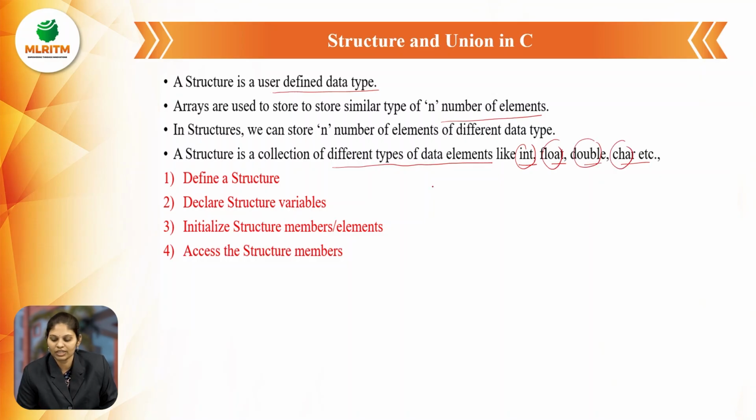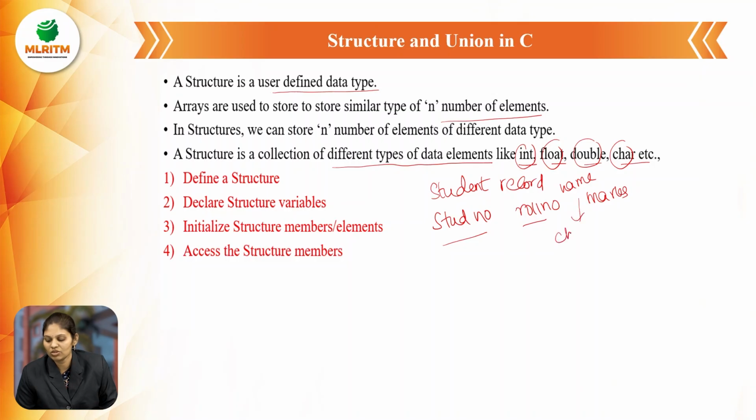Suppose for example I am taking the student record. In that we have student name, roll number and marks. Here roll number is integer type, name is character type, and marks will be provided as a grade or as a float type. So it is one record, and in that record we arrange different types of data types.